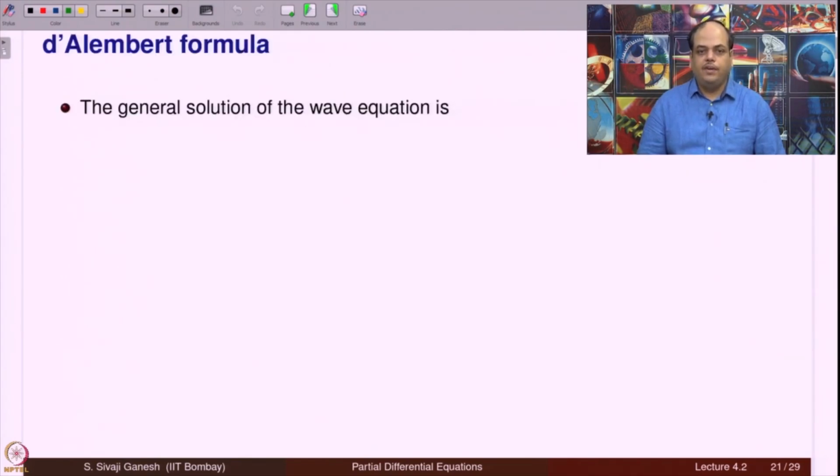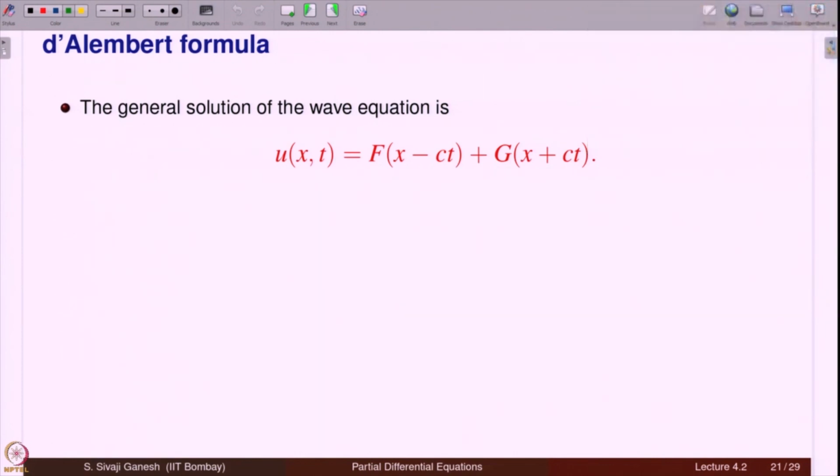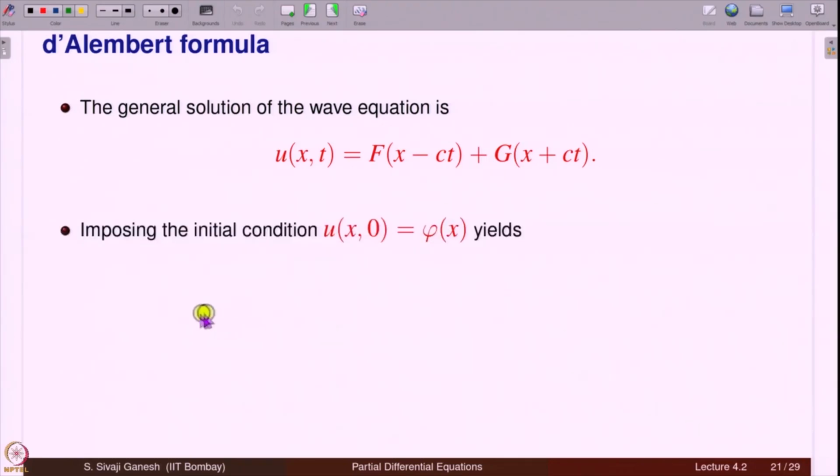The general solution of the wave equation is u(x,t) equal to f(x minus ct) plus g(x plus ct). Now, we have to use our given Cauchy conditions, u(x,0) equal to phi(x). So, I put t equal to 0 in this equation, I get phi(x) is equal to f(x) plus g(x). So, this is the equation that I have for f and g.